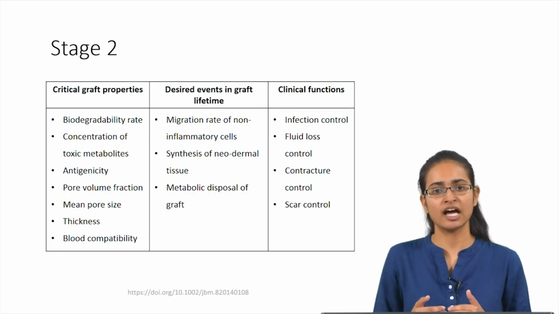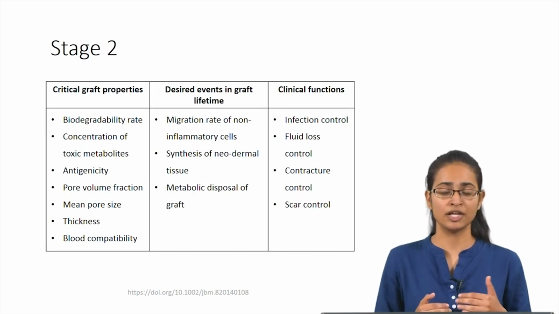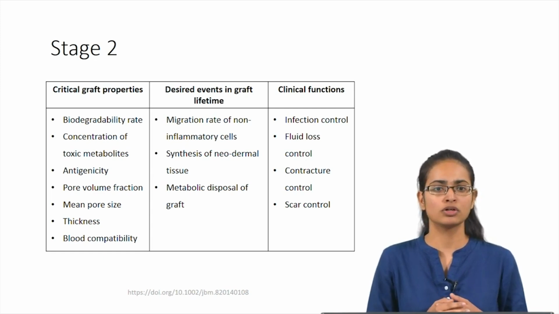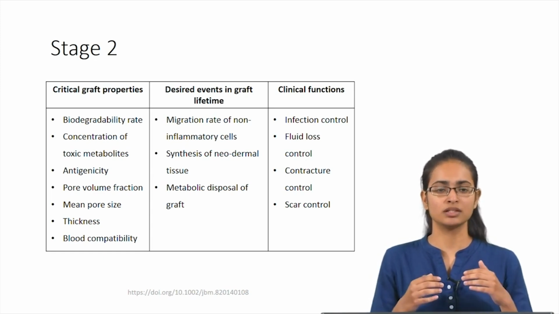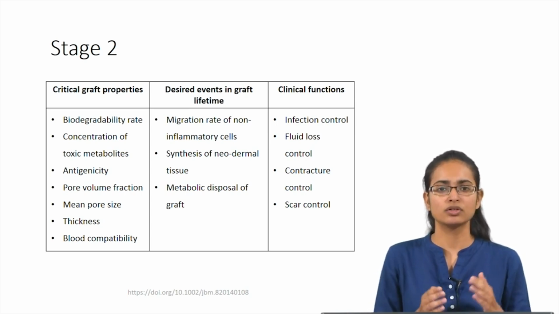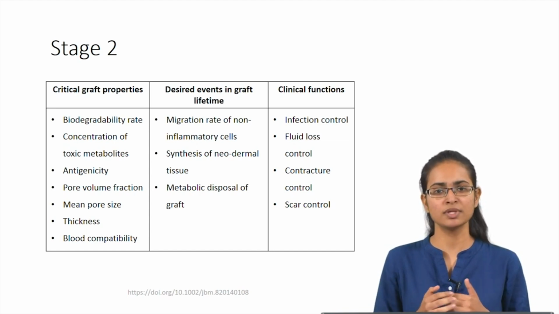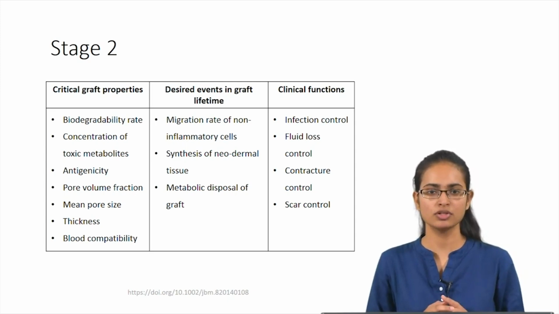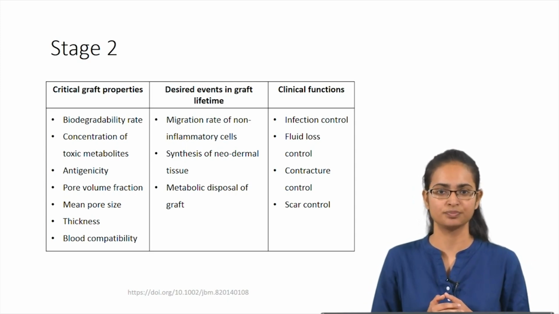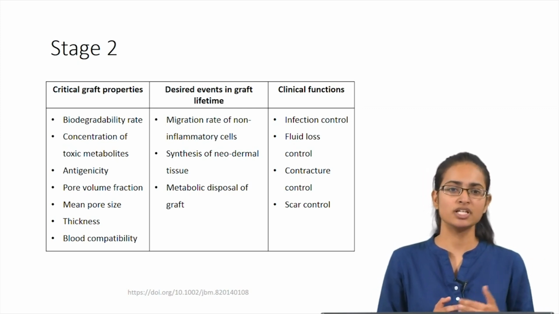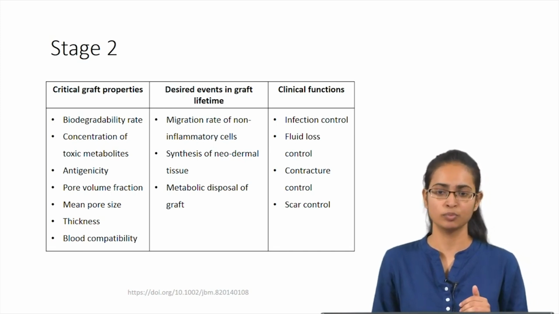In stage 2, the graft properties that are important are biodegradability, and non-antigenicity of the membrane is crucial. Also important are the porosity of the membrane, the pore size of the membrane, the thickness and the blood compatibility. The desired events in the graft lifetime include migration of non-inflammatory cells such as fibroblasts and keratinocytes, synthesis of neodermal tissue and also the metabolic disposal of the graft. In this stage, other than infection and fluid loss control, contracture and scar control are considerably important.